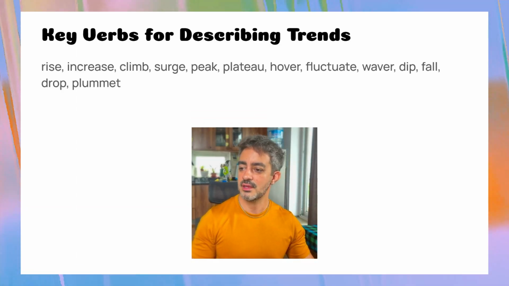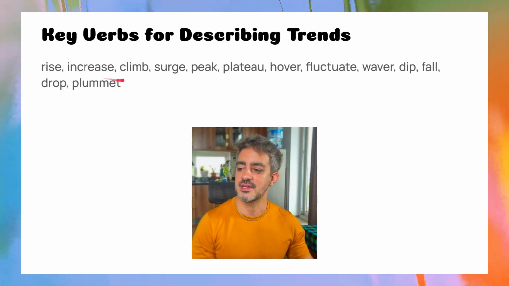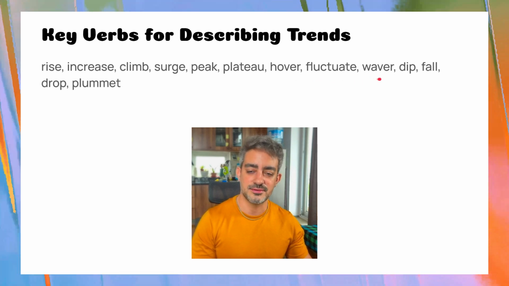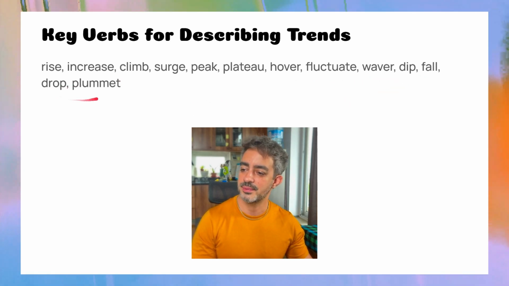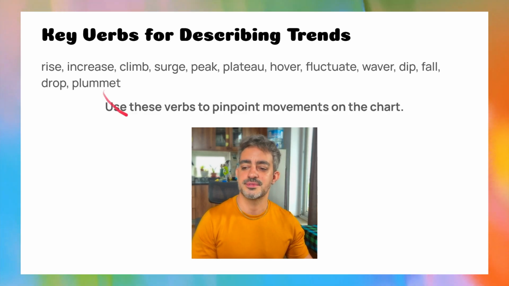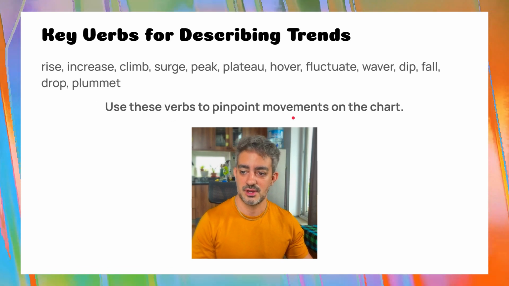Today, we're going to talk about verbs that can be used to describe trends. That means verbs we can use to describe changes. And some of those verbs might be ones like these. We've got rise, increase, climb, surge, peak, plateau, hover, fluctuate, waver, dip, fall, drop, and plummet. Those are just some, but these are verbs used to pinpoint movements on the chart.